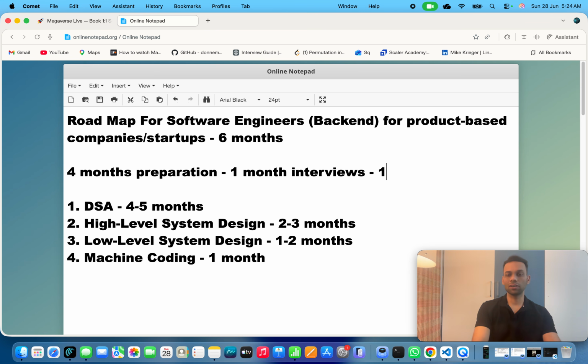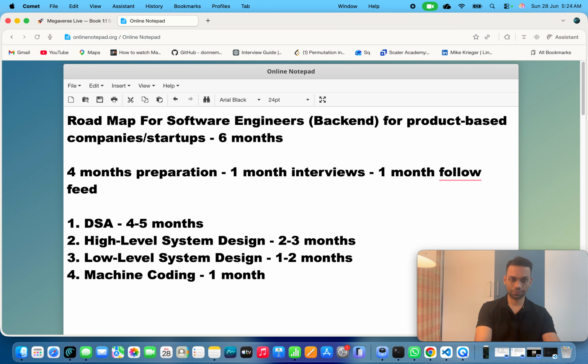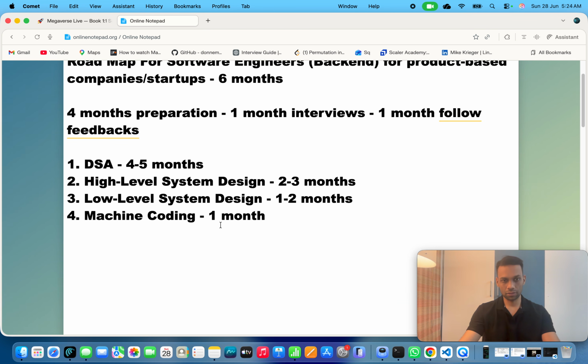And then the remaining 1 month you need to take to improve yourself or get back on the table, and just write down what went wrong in the interviews and follow the feedback. Those kinds of things you need to cover in the last 1 month. So this is about the fourth topic.